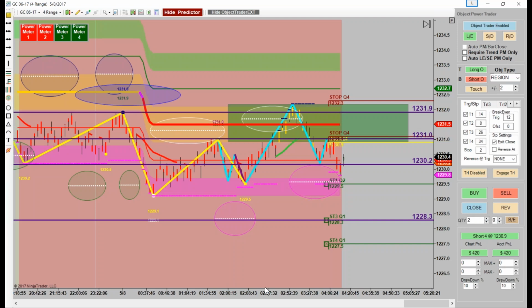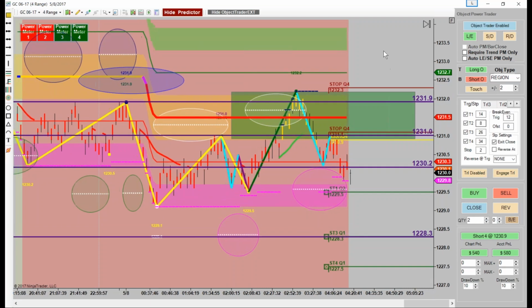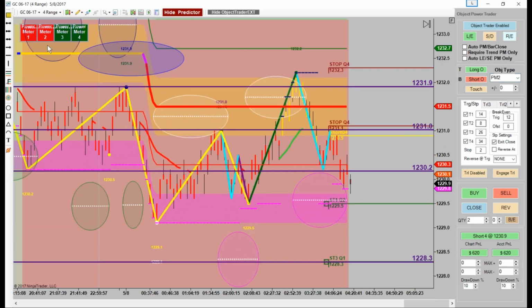As long as this is stair-stepping down, it is a downtrend, right? But what if it starts stair-stepping back up, which it could easily do? You know, you can actually use your PM. See how PM is red right here? I can actually use my PM, get rid of this region, and go to PM2. And if this changes to green, I could even reverse this trade.